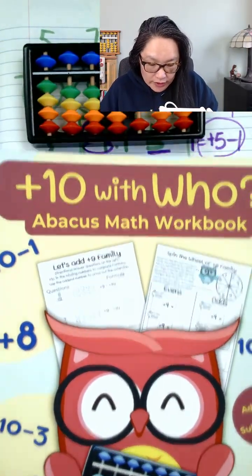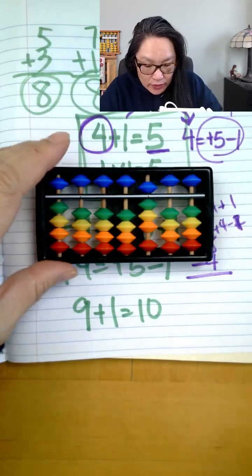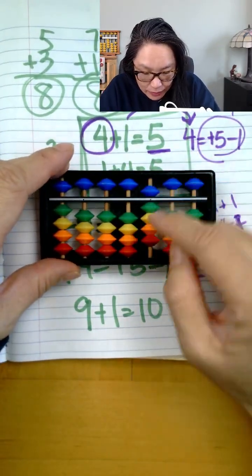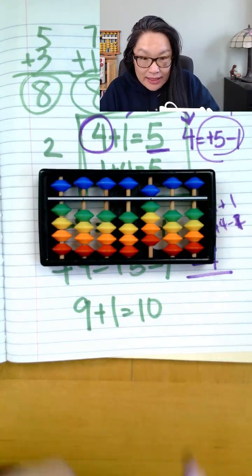Okay, why are we going to do this? Well, it's the same thing. Because when we do a 9, let's do 9 plus 9. There's not enough beads to add the 9.